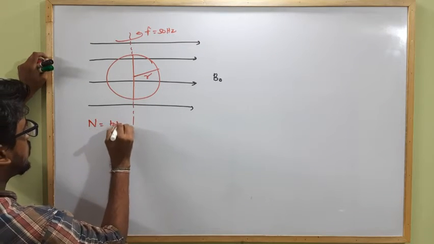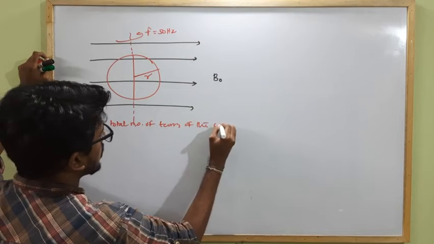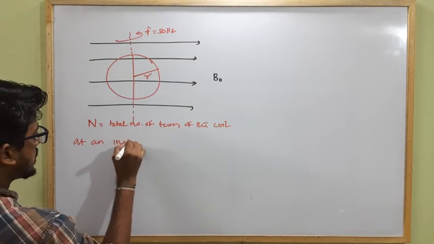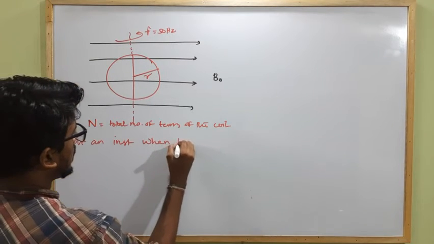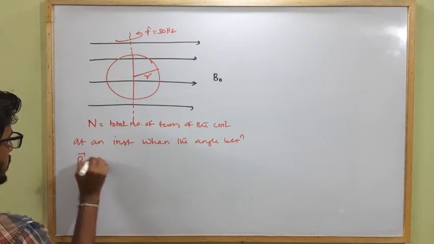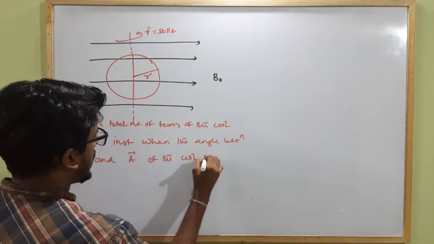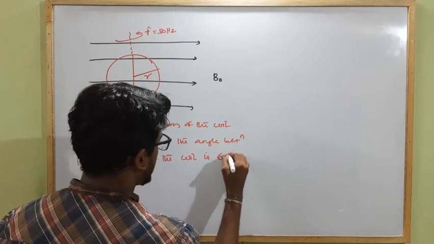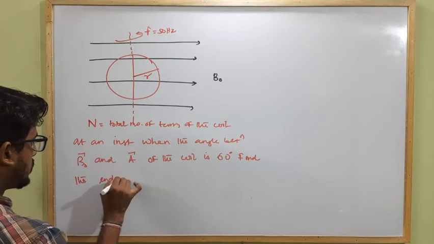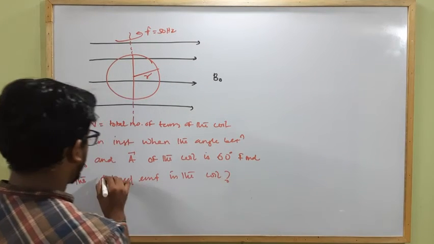So now we have N equal to total number of turns of the coil. So at an instant when the angle between B naught vector and the area vector of the coil is 60 degree, find the induced EMF in the coil. Clear?